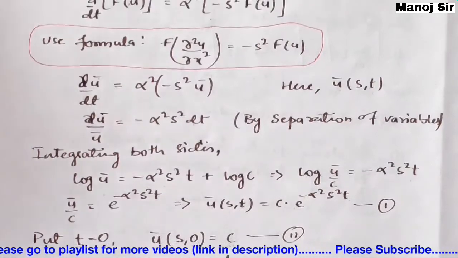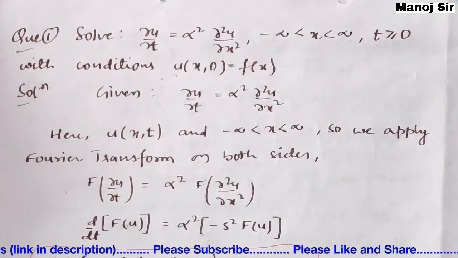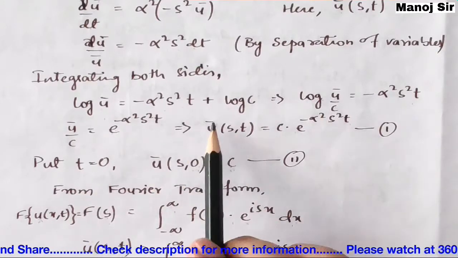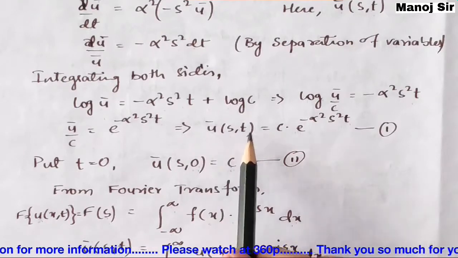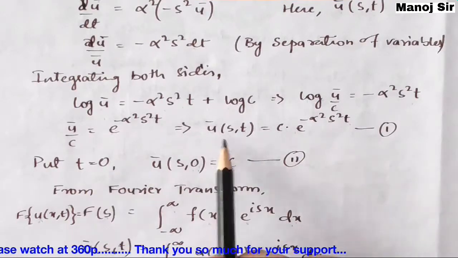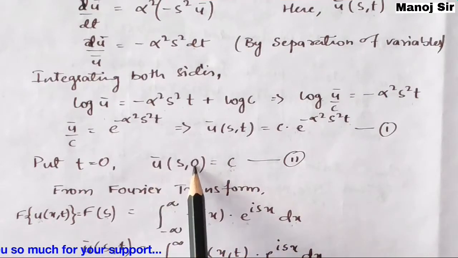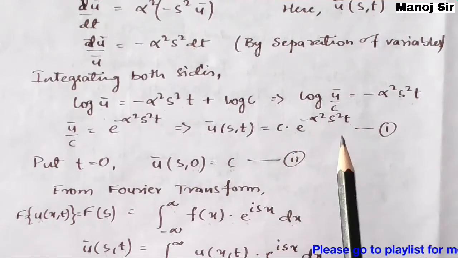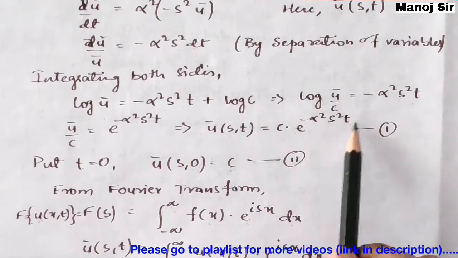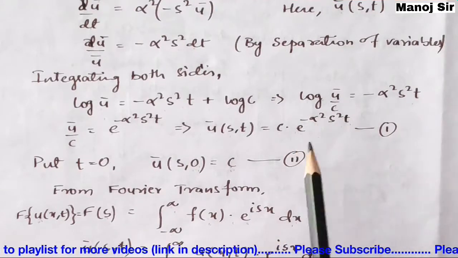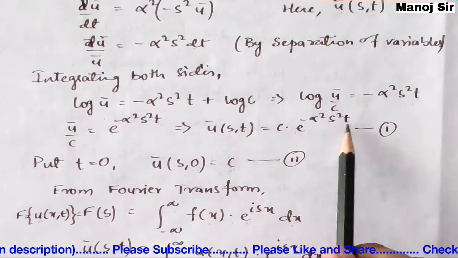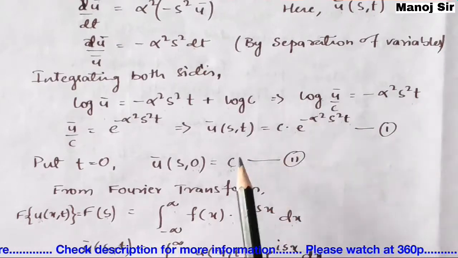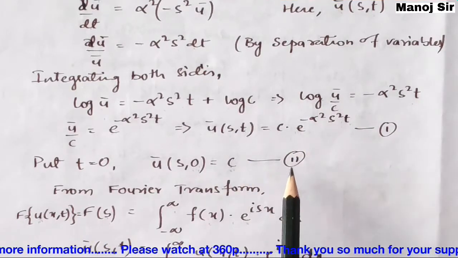Now we know that if you put t equal to 0 in this, u bar, which is a function of s comma t, becomes u bar s comma 0, and this equals c into this whole part, which will become 1. Why? Because if you put t equal to 0, this power will become 0, and e to the power 0 will become 1. So c into 1, that is c, and let's suppose this is my equation number 2.